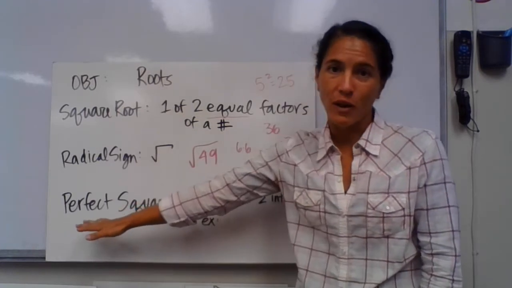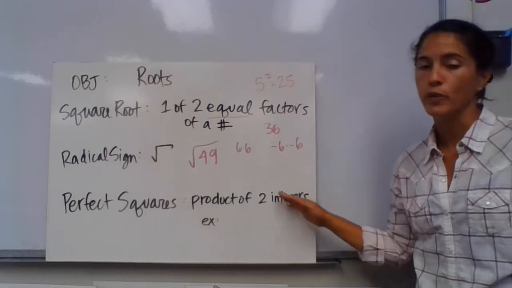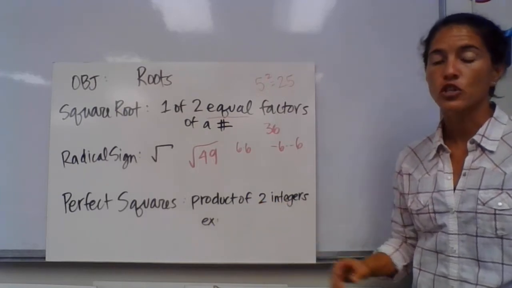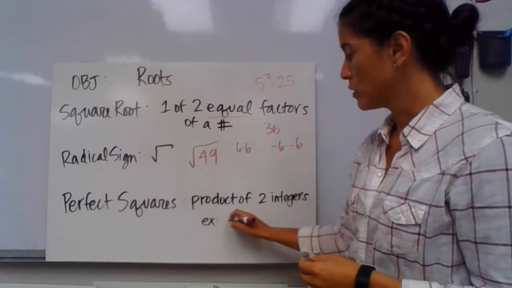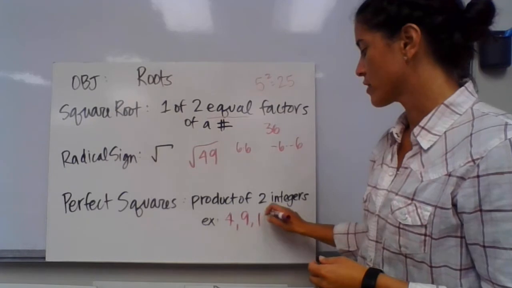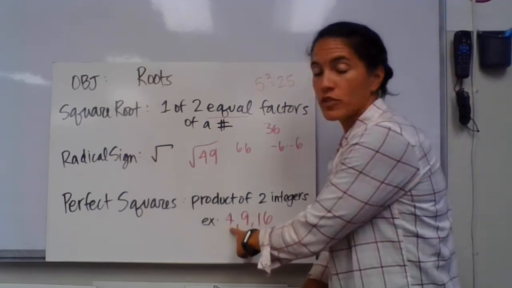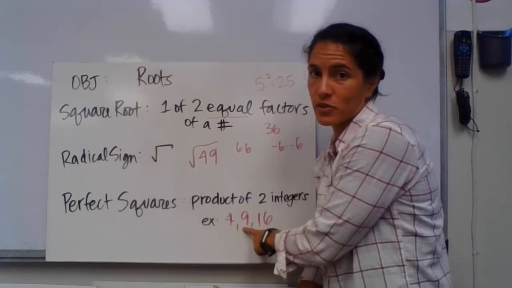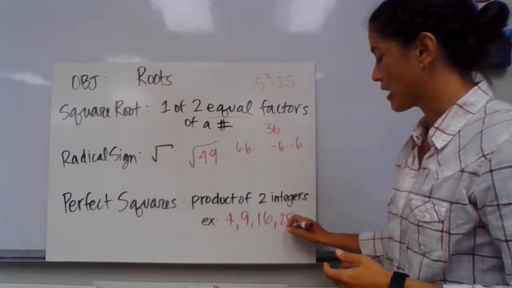And then the last thing I want to talk about are perfect squares. Perfect squares are products of two integers, so whole numbers. For example, 4 is a perfect square, 9 is a perfect square, 16 is a perfect square because 2 times 2 is 4, 3 times 3 is 9, 4 times 4 is 16, and you could keep going.